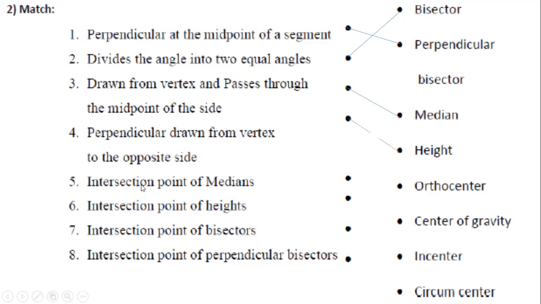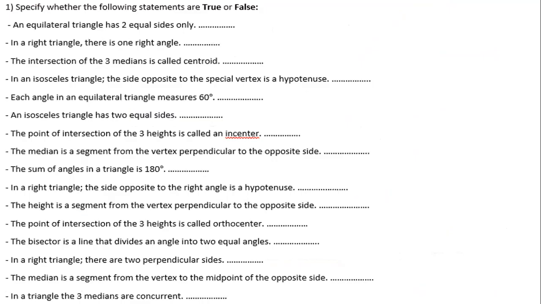Now, the point of intersection of medians, we call it orthocenter, center of gravity, in-center, or circumcenter? Center of gravity. Intersection point of heights, it's called orthocenter. Intersection point of bisectors, it's called in-center. Intersection point of perpendicular bisectors, it's called circumcenter. So please study this well.